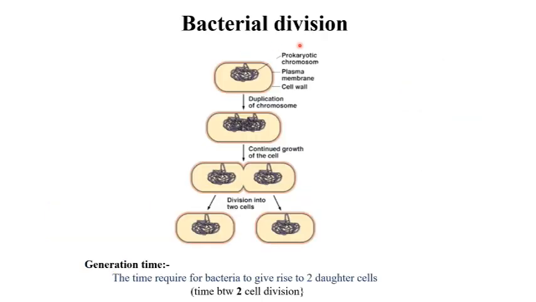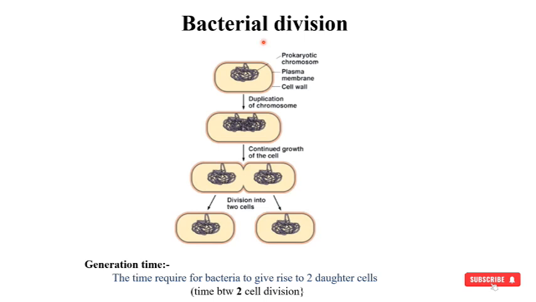Bacterial division, or bacterial cell division. The bacteria multiply by simple binary fission. That means one bacterium will be divided into two daughter cells. So this is the bacteria. The outermost, we have the bacterial cell wall. Inner to the bacterial cell wall, we have the plasma membrane. And inner to the plasma membrane, we have the genetic material, or circular DNA. And all the organelles can be seen inside this bacterial plasma membrane.